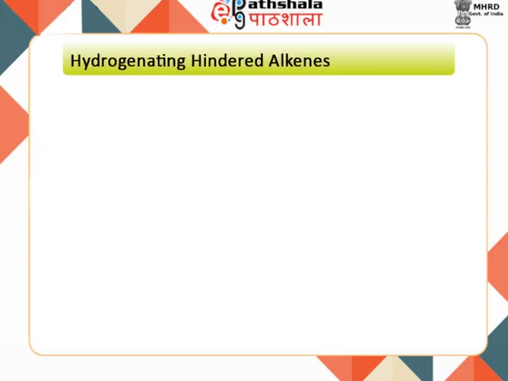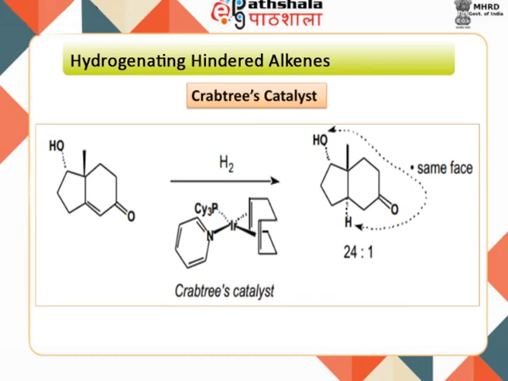The iridium-based Crabtree's catalyst is even more reactive than Wilkinson's catalyst and is good for hydrogenating hindered alkenes. Also, this catalyst gives a superior directing effect for cyclic substrates, as a high degree of stereo control can be achieved in the hydrogenation of cyclic allylic and homoallylic alcohols. This directing effect is due to a bonding interaction of the hydroxyl group with the iridium center.